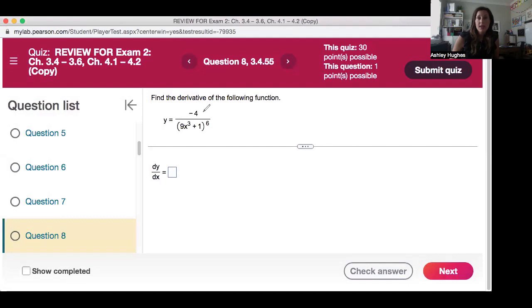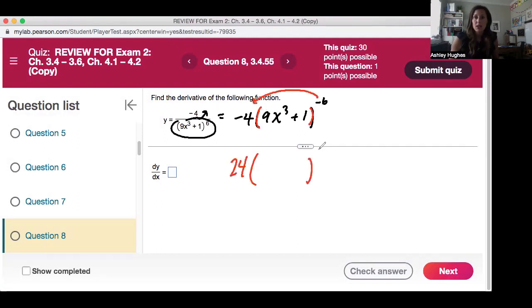So this one, if it had an X up here, I would say do quotient rule, but it doesn't have an X up there. So if you only have one function of X, my recommendation is to rewrite it if you can. So I'm going to bring this whole thing up front. And when I do that, up to the top, I make it -6. Now the derivative, we're going to pull down this -6 rule, 24, subtract 1, keep the inside the same. And then times the derivative of the inside, 27x to the 7th.